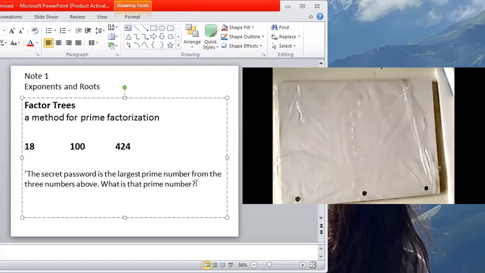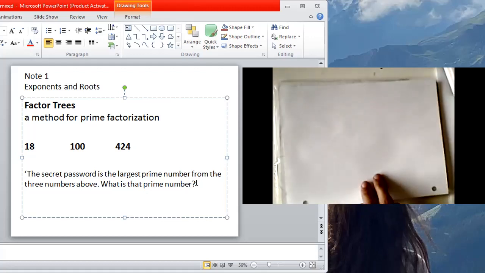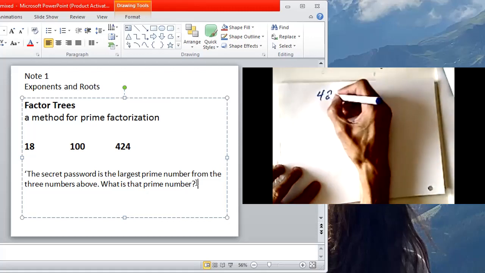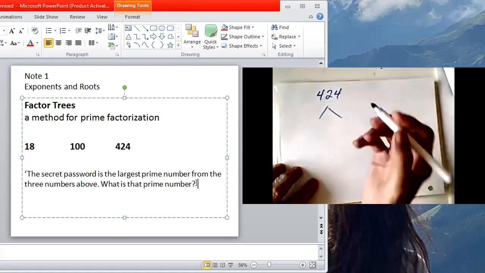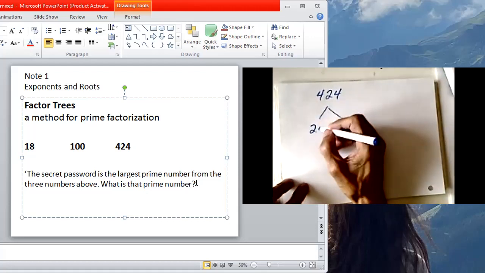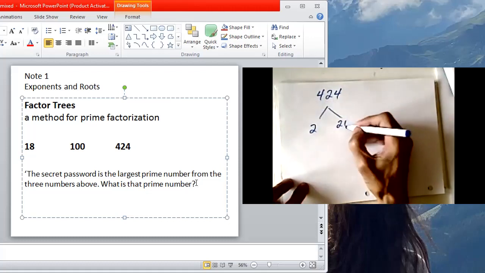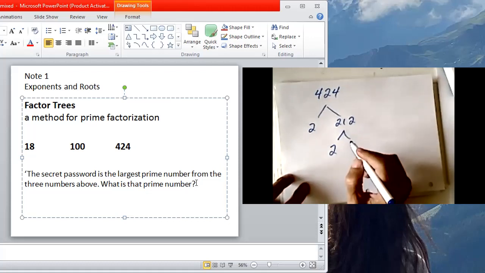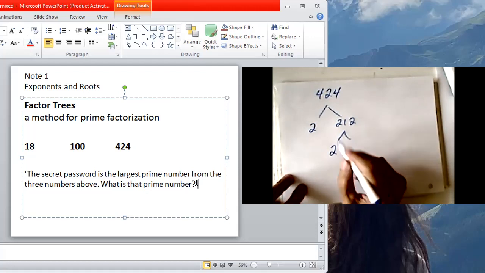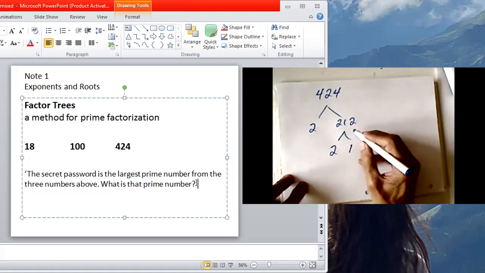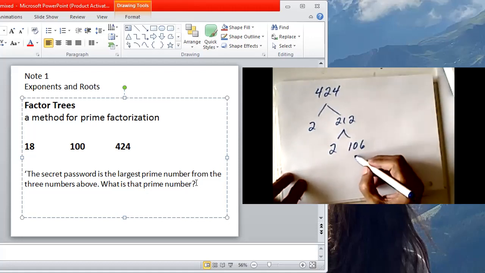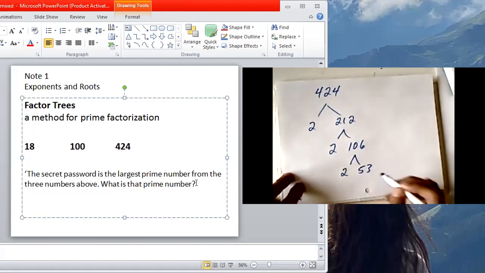And then the last one, see, start getting big. The password gets a little more tricky, or not tricky, but perhaps harder to find. 424. I don't know, too big for my brain, so I'm going to say 2. 2 goes into there. I get 212. Thankfully, 2 again. And so what happens in here? We got a 10, where it goes in 1, a 0, and then a 6 like that. And then this breaks down to a 2 and a 53.